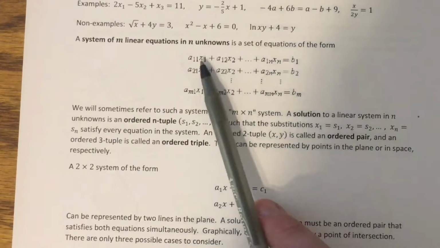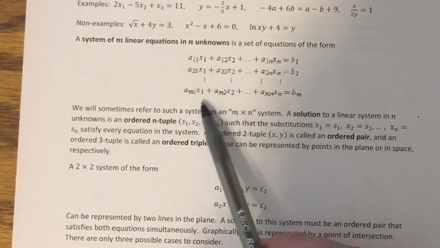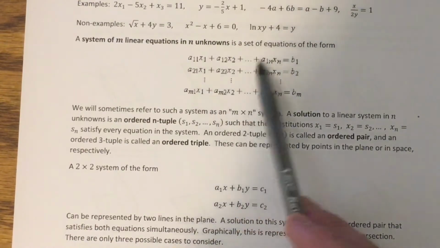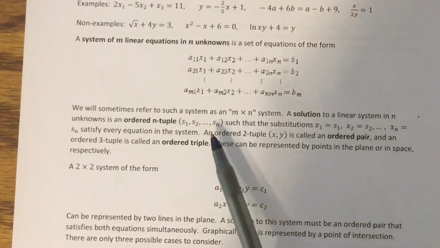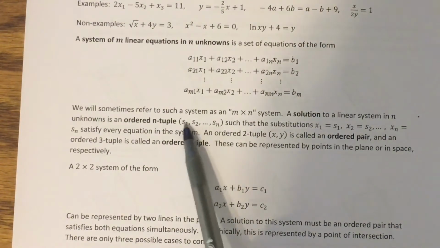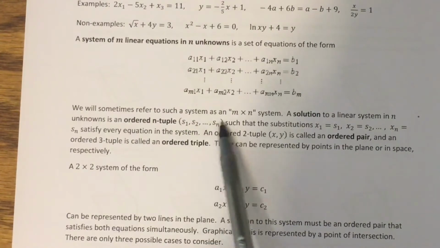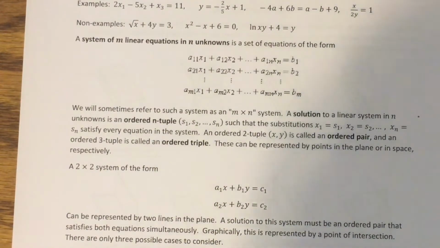Because we're being general here, if we have n unknowns in a system of equations, a solution has to provide a value for each of those unknowns that can be plugged into each equation and satisfy that system. So if we put those n solutions into an ordered sequence like this, we call that an ordered n-tuple for whatever n happens to be.